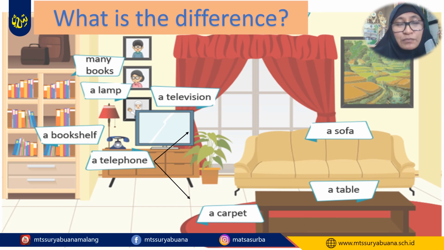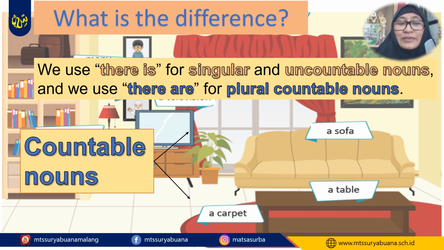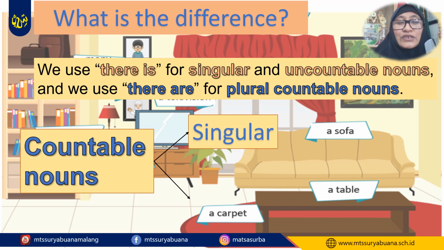Well, what is the difference between the use of there is and there are? Now let's discuss it. We use there is for singular and uncountable nouns, and we use there are for plural countable nouns. In this video lesson, we will only discuss singular and plural countable nouns. We will discuss uncountable nouns later in a different video lesson. Right, now let's discuss countable nouns. Okay, the first one is singular. Singular here means one. So, only one object is stated in the sentence.